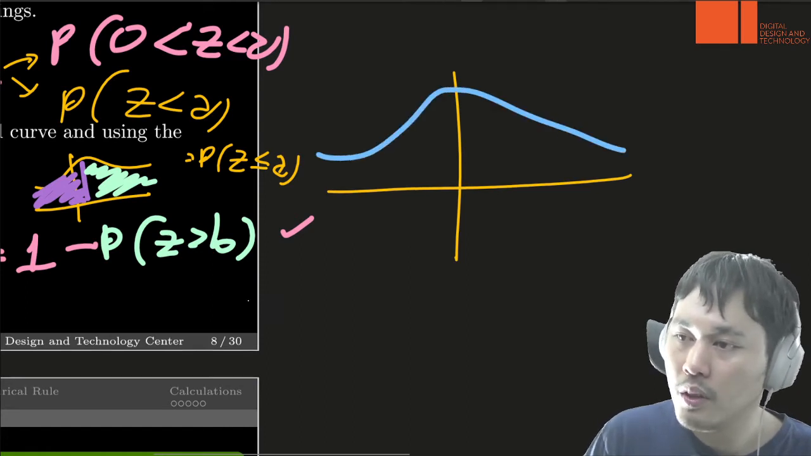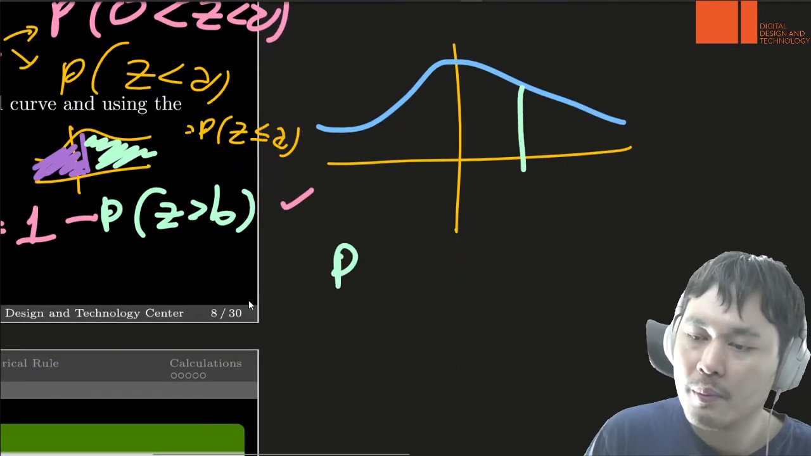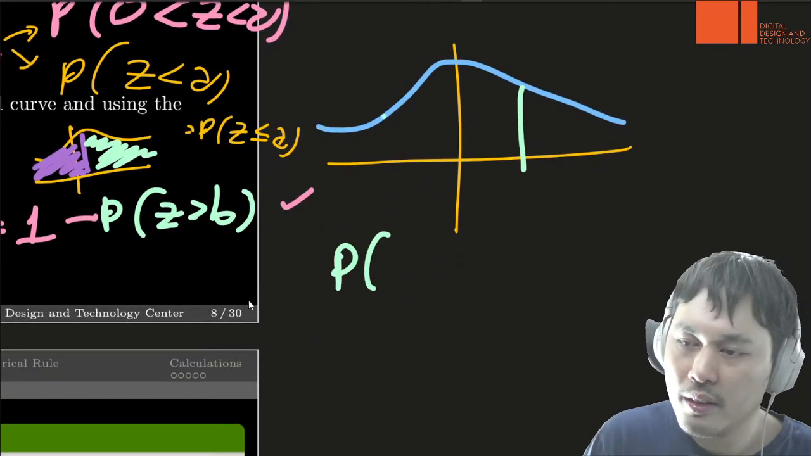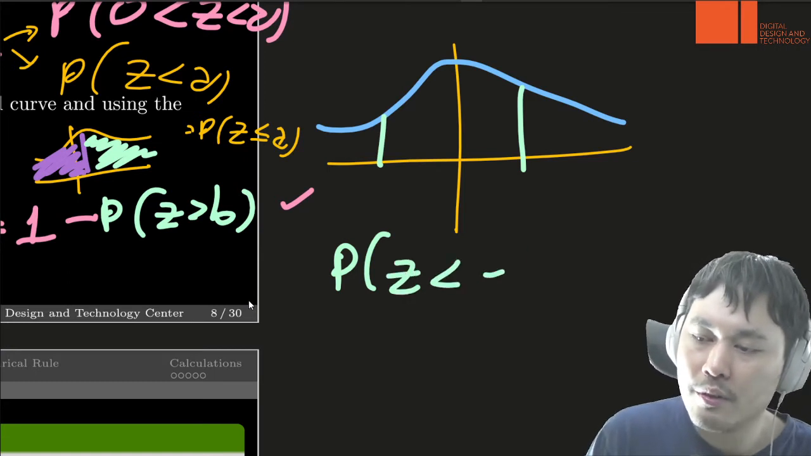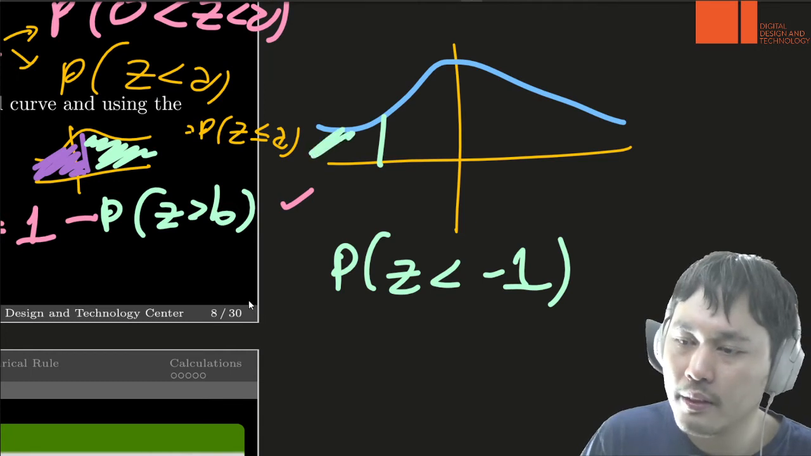So if you want to find the probability, let's say here, that z is less than minus 1, right? From this question you see that that area is represented by the area to the left here.